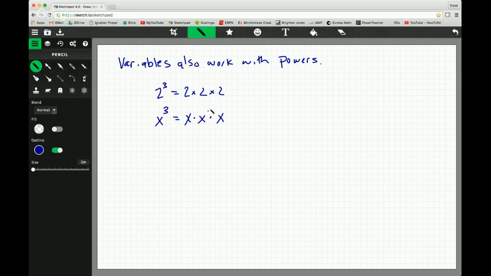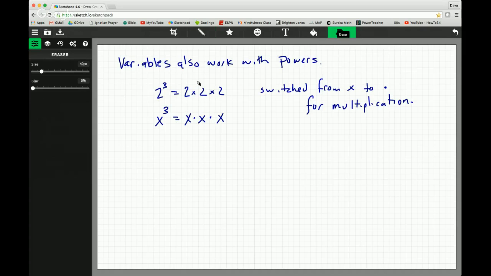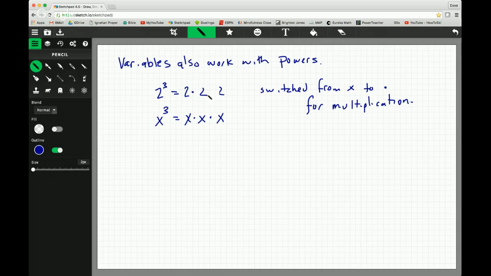Now, notice I have switched from using x to a dot for multiplication. Right? And that's because sometimes an x can be confused with x, the variable. So I'm using dots instead, but they mean the same thing. I could have just as easily written this as 2 dot 2 dot 2, and that would be probably more consistent.